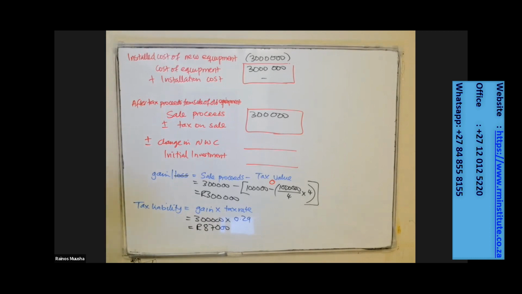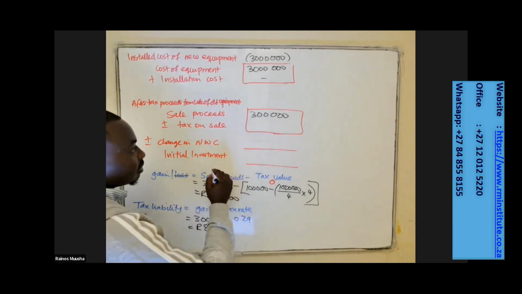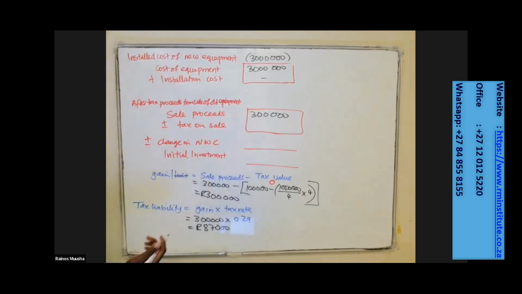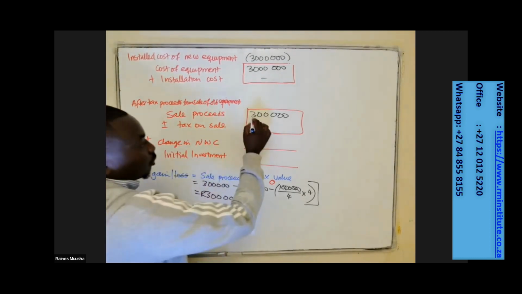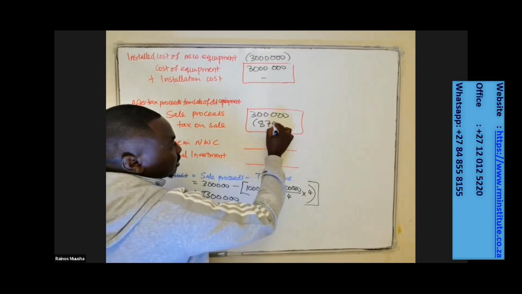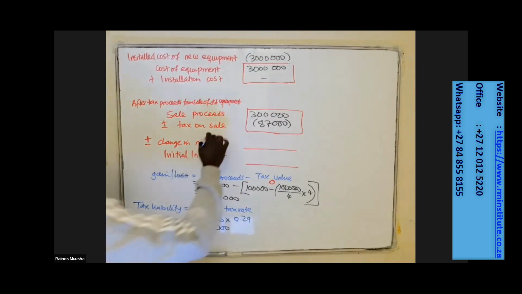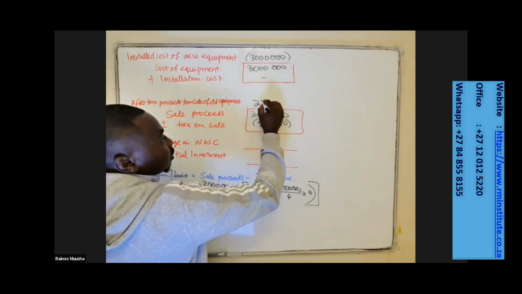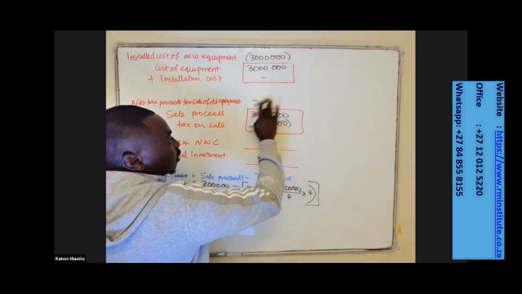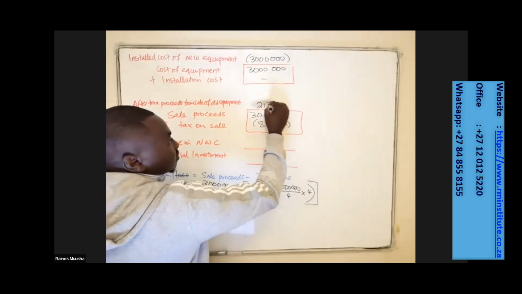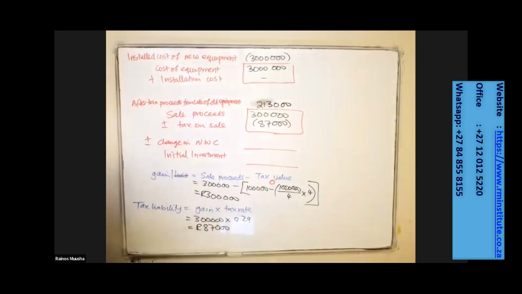So if your tax liability is equal to an amount of 87,000, that's how much we're going to be removing from what you've managed to generate, isn't it? So we're going to say 300,000 minus 87,000 would give you the after-tax proceeds from sale of the old equipment, and you're going to be able to get after-tax proceeds of 213,000. So your after-tax proceeds in this case is equal to 213,000. Are we on the same page? Any questions?